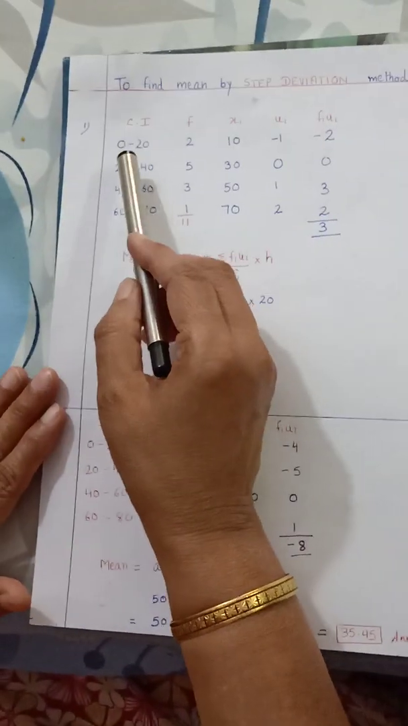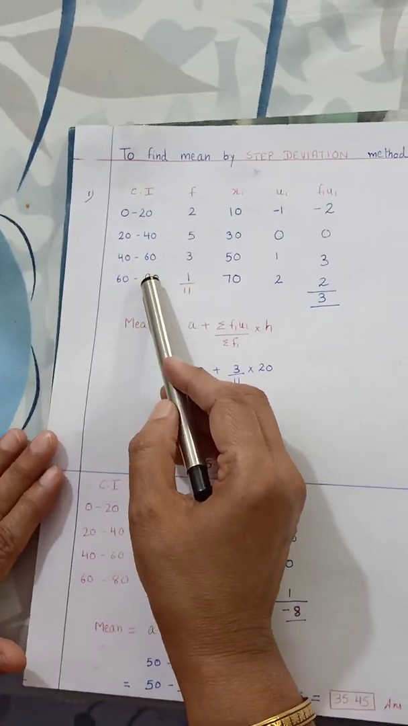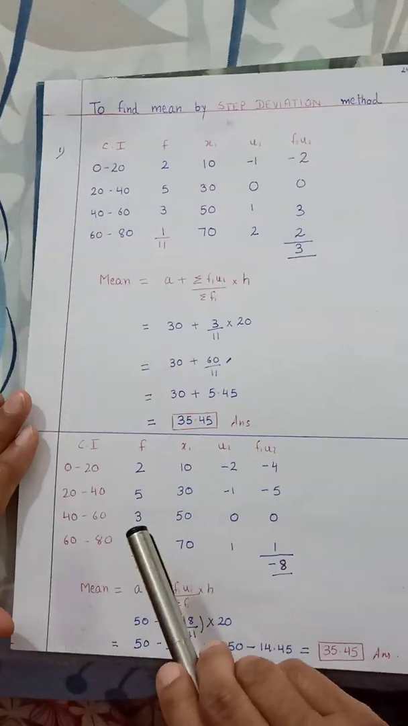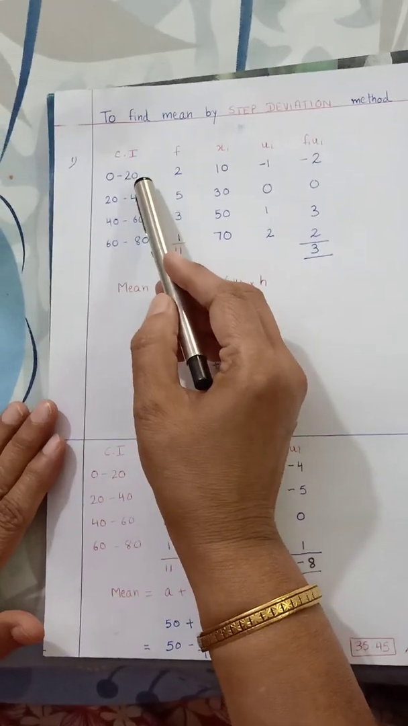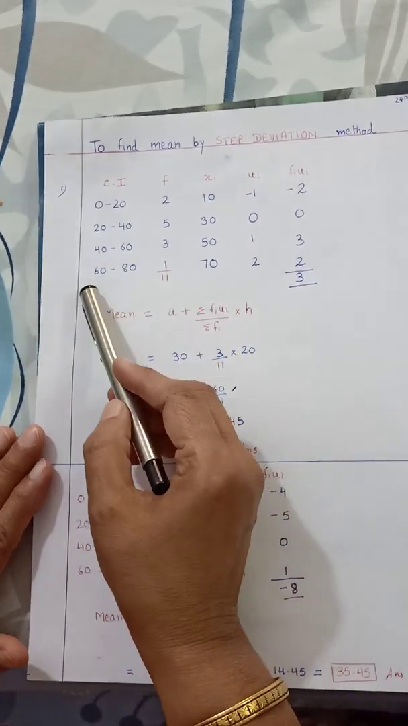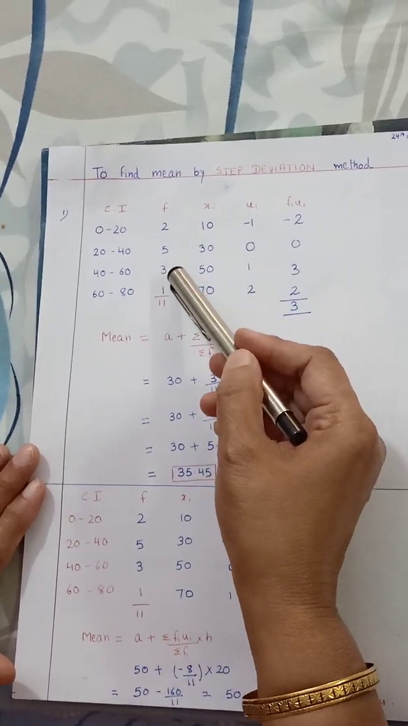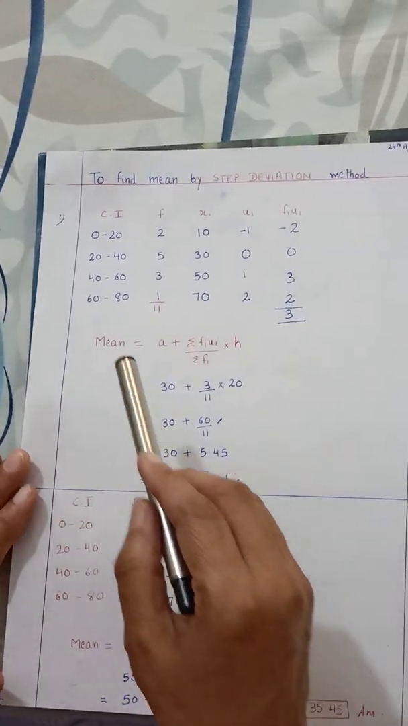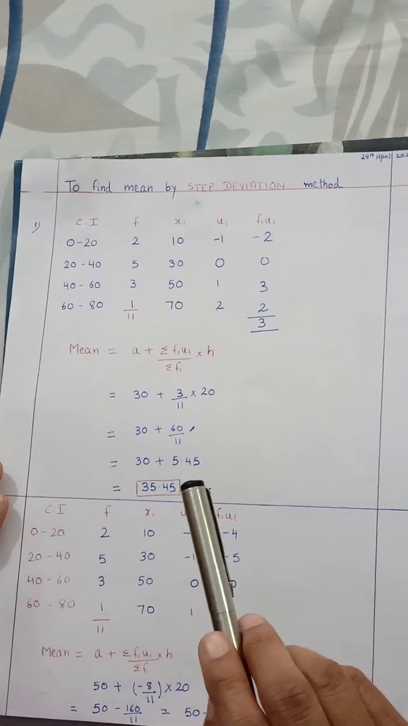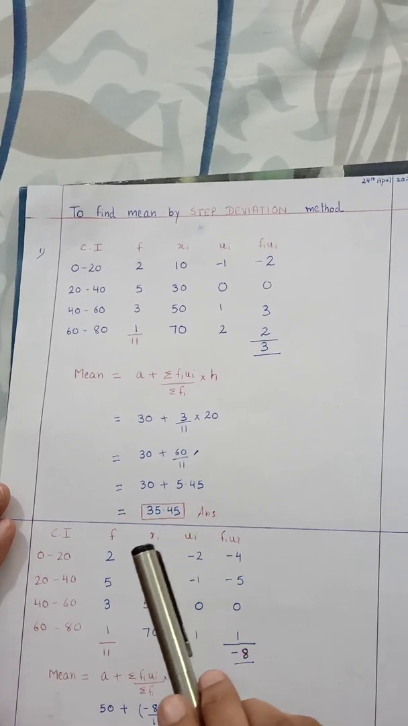Class, this is the question. Class interval and frequency will be given to you. The class intervals are 0 to 20, 20 to 40, 40 to 60 and 60 to 80. Frequencies are 2, 5, 3 and 1. This question we have already solved in the previous session by direct method.